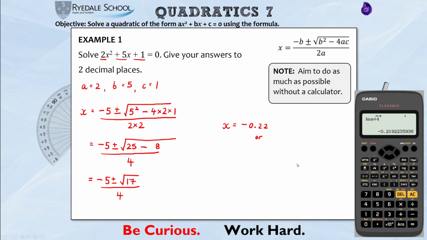So that was when I did the plus square root of 17. Let's now do the same for the negative square root of 17. So I'm just going to cancel that, type it in again, -5, this time subtract the square root of 17, equals, divide it by 4, equals, and now I'm going to turn that into a decimal. So -2.28.